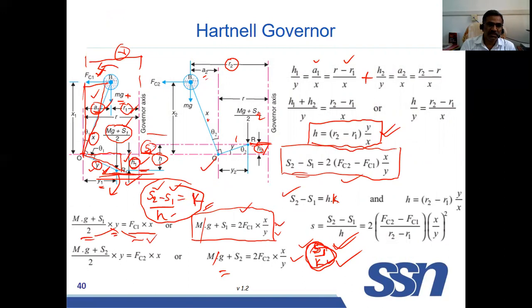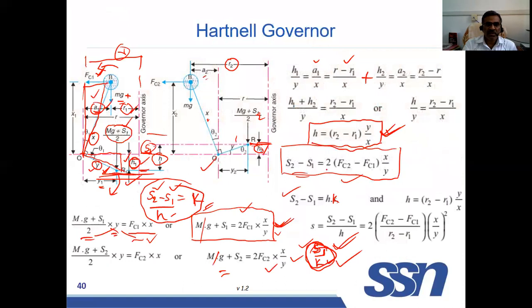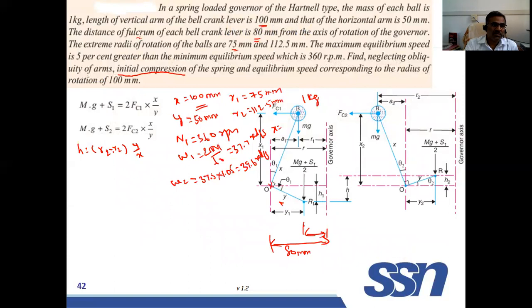From this equation, you can find the value of S1. From this equation, you can find the value of S2. Then you find the value of H using this equation. What is H? H is equal to R2 minus R1 into Y by X. So the value of H is R2 minus R1 into Y by X.